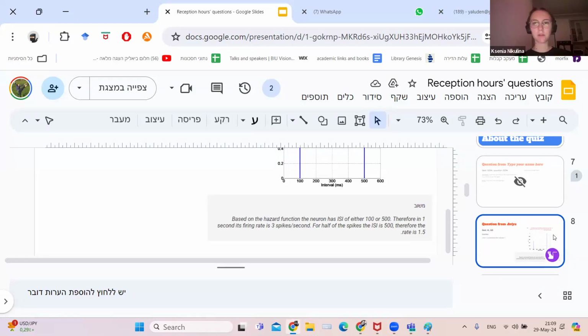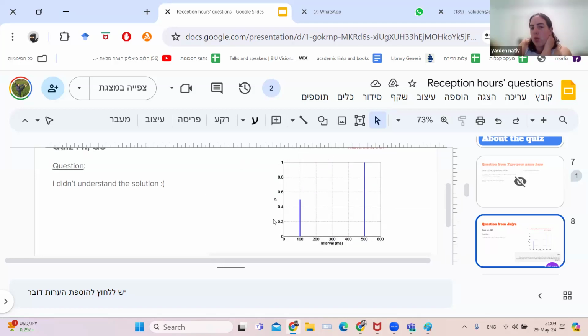And then how did we find out that for half of the spikes, the ISI is 500? Excuse me, Xenia, how did we find that, that for half of the spikes, the ISI is 500? Oh, we're assuming it from the hazard function, because in the hazard function, we see that we have an ISI of half for the 100, and then the rest is for the 500. Therefore, the PDF is equally either 100 or 500.